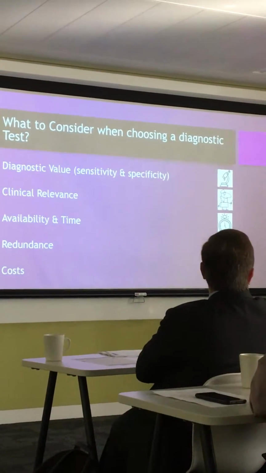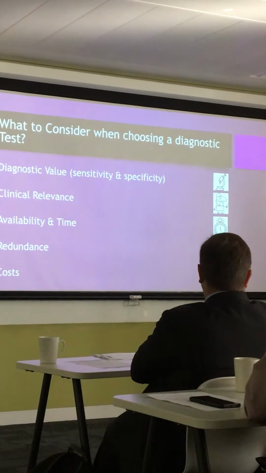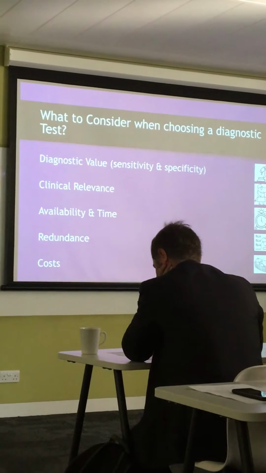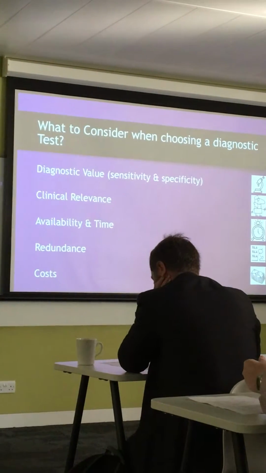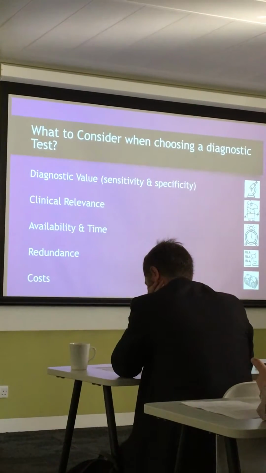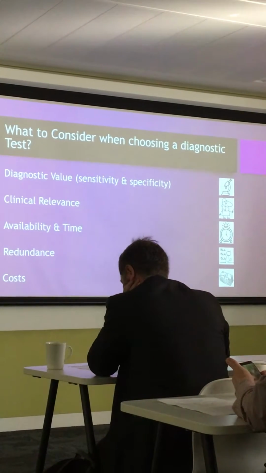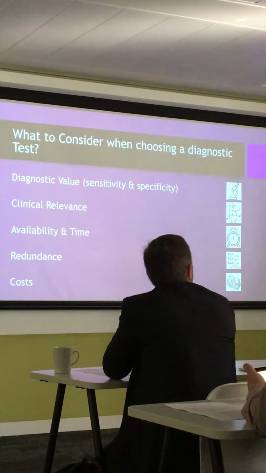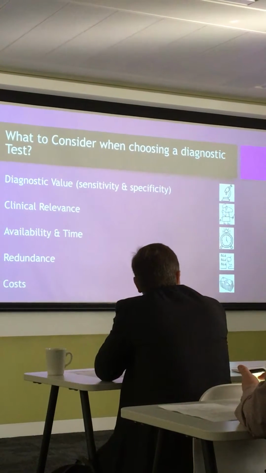Generally speaking, when we choose a test for a patient, any test, but especially for functional diseases, we should consider those 5 points for each test. First of all, of course, the diagnostic value, which means how good is the test to reveal the functional and disease condition of the patient.